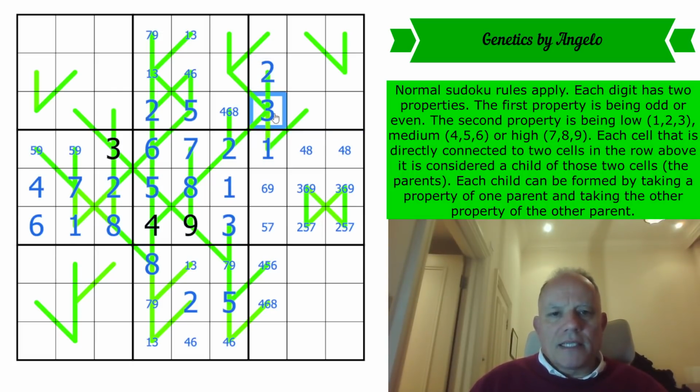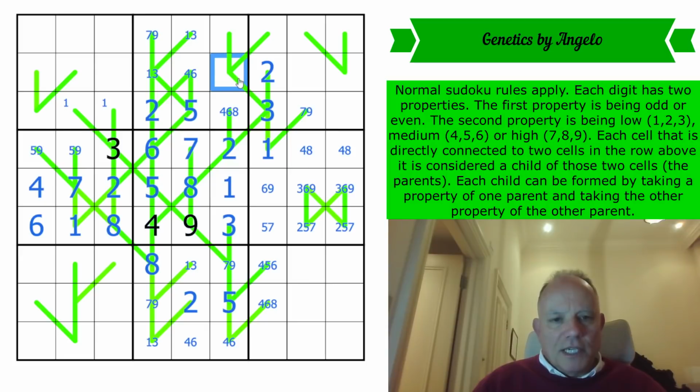Now, this is, I don't know what property it's getting from that. I do, actually, because this 3 needs a low parent, which is a 1. So this can't be low, so it must be giving oddness here. And this is 7 or 9. It can't be 1 because we've just put 1 in one of those two cells.